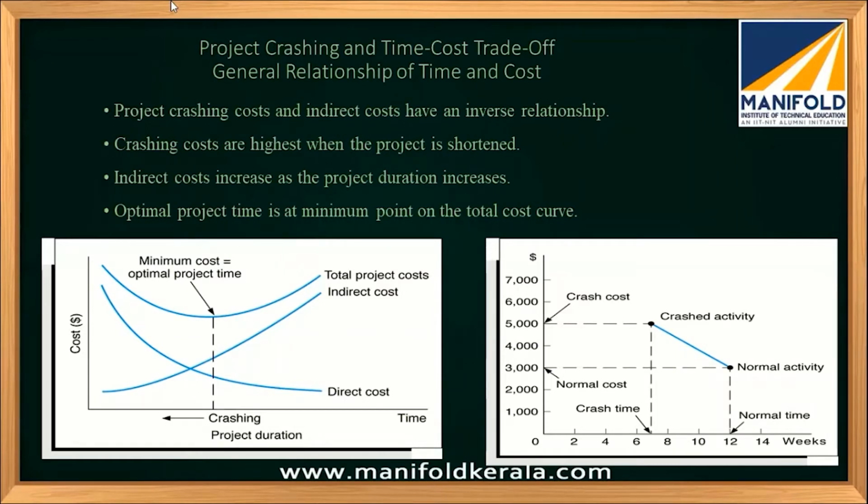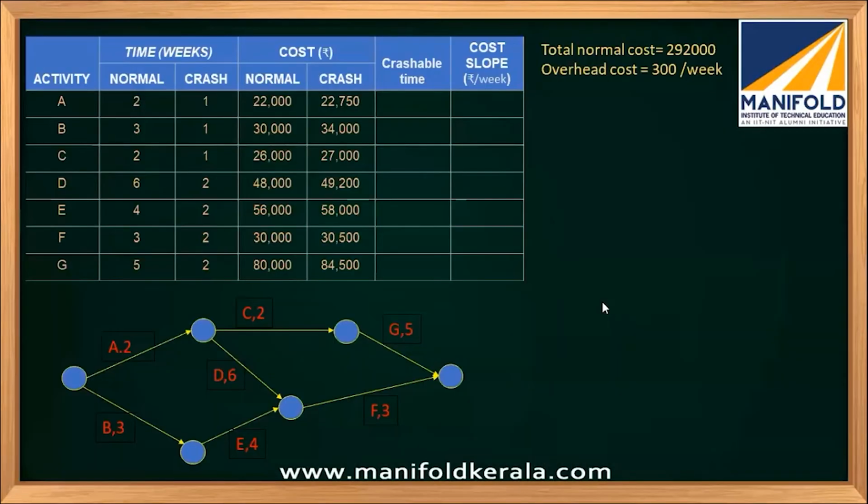So let's understand it with an example. This is a network having activities A, B, C, D, E, F, G, and I have drawn the network. We have given the normal cost, crash cost, normal time, and crash time. We will construct a network using the normal time. Now, crashable time is nothing but the difference between the normal time and the crash time. It is just for simple calculation. So cost slope we will calculate based on the difference between the crash cost and the normal cost divided by the crashable time. That will give you the cost slope.